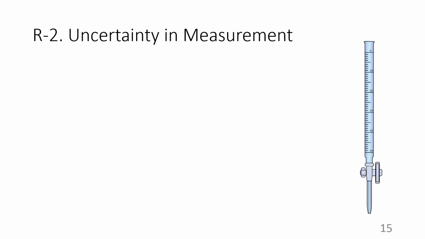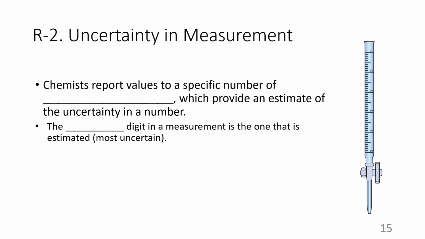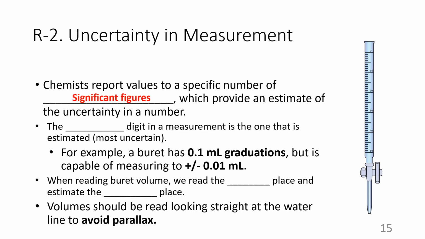Now we're going to talk about uncertainty in measurement. When chemists make a measurement, they will report their values to a certain number of significant figures. This provides an estimate of the uncertainty in the value that they're reporting. Note that the last digit in a measurement is the one that's estimated. All other digits are certain, but the last one has the uncertainty in it.